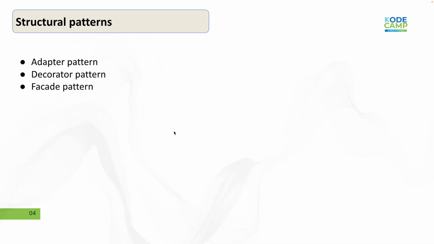Moving on, we have structural patterns. Structural design patterns explain how to assemble objects and classes into larger structures while keeping these structures flexible and efficient. So these patterns deal with object composition, ensuring that if one part changes, the entire structure doesn't need to be changed. So under structural patterns, we have adapter pattern, decorator pattern, and facade pattern.